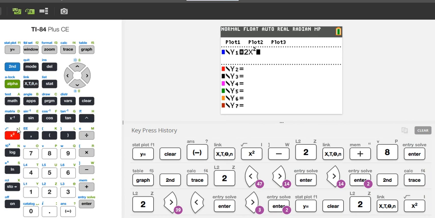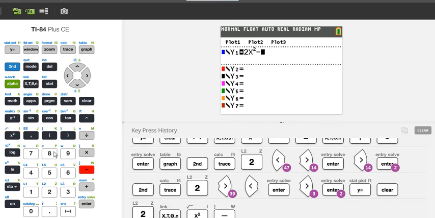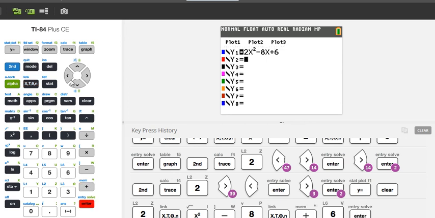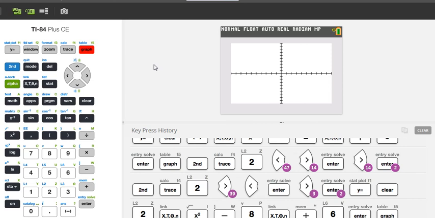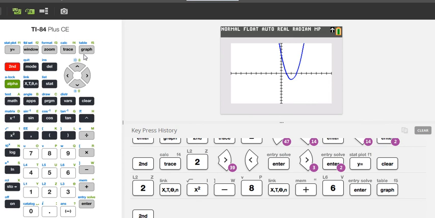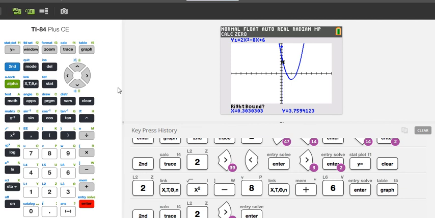2x squared minus 8x plus 6. Graph it just to take a look and make sure I'm on the right track. Yep, looks like the one I started to sketch. Now, second, trace, zeros. The first one I want to go after is this one, and this point is to the left, so I'm good there. Enter. And then I'll pick a point to the right of the 0 that I want to calculate. Enter. And enter again. This says my first 0 is at 1, 1 comma 0.